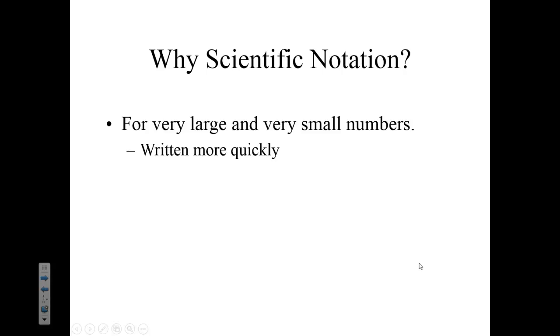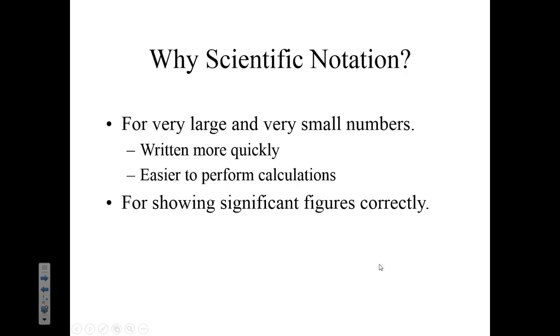For example, if I had to measure the diameter of an atom, that would be an extremely small number. If I had to count the number of atoms in a grain of sugar, that's an extremely large number, and we represent those numbers in scientific notation to make them easier to work with. It's also easier to perform calculations when numbers are in scientific notation when they're really large and really small. And we can also use scientific notation to show the correct number of significant figures in really large numbers.